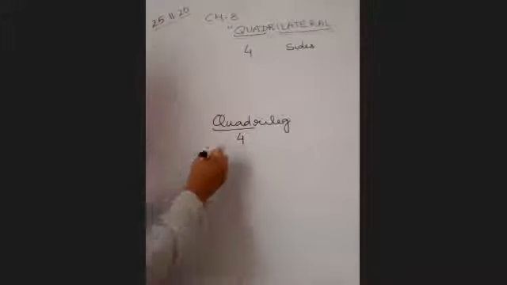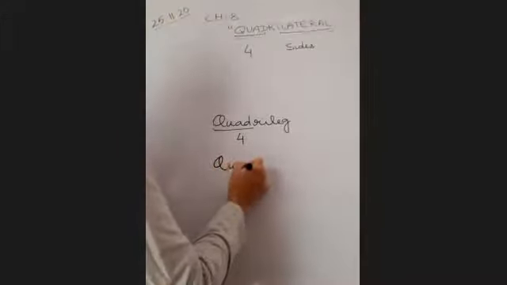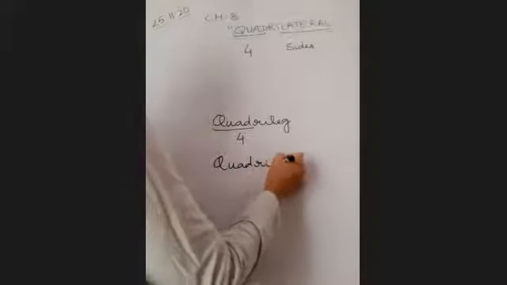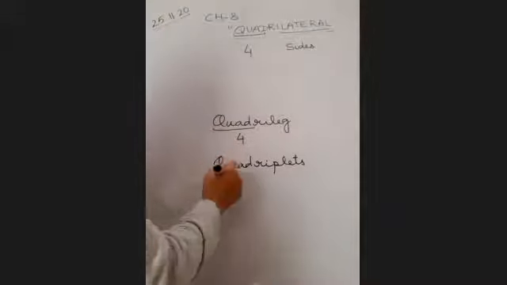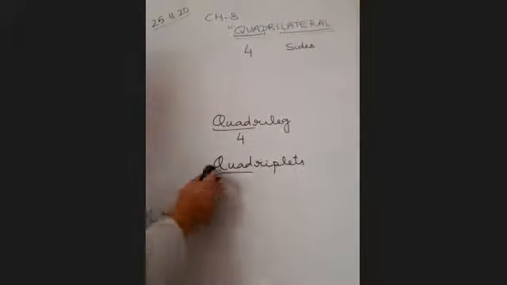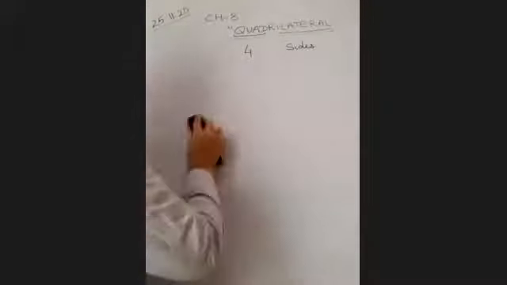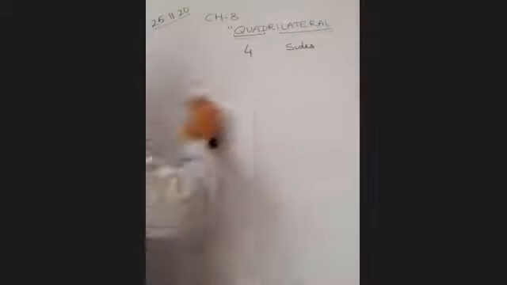Can you name animals having 4 legs? Yes, ma'am. If I say quadruplets, you have heard of twins, haan? You have heard of triplets? Quadruplets means 4 children born at the same time. So I'm just explaining to you the meaning of quad. Quad means 4 and lateral means side. So a closed figure made up of 4 sides.